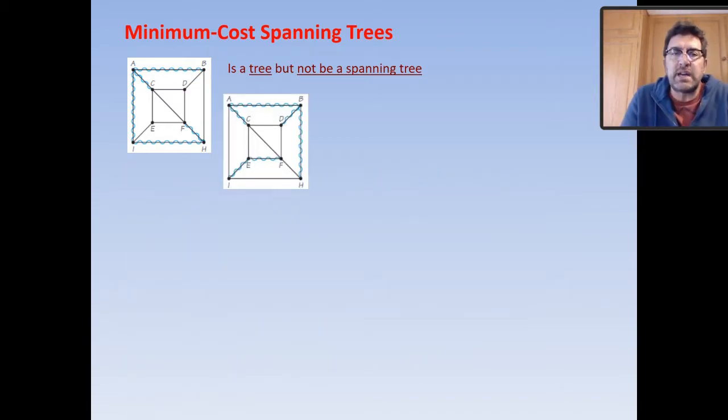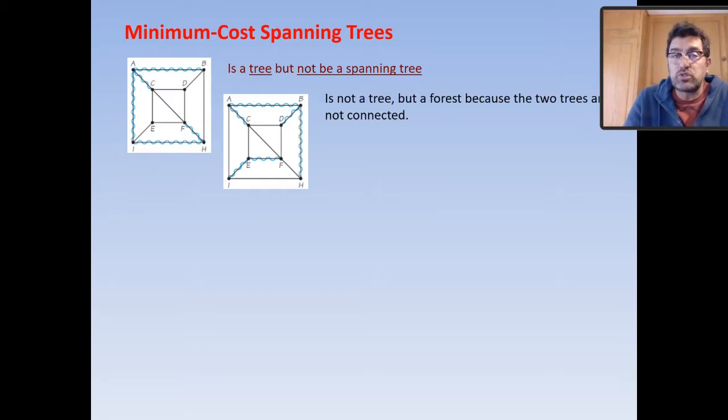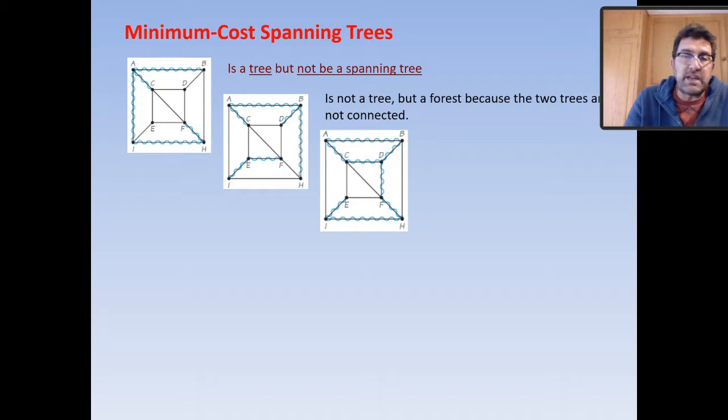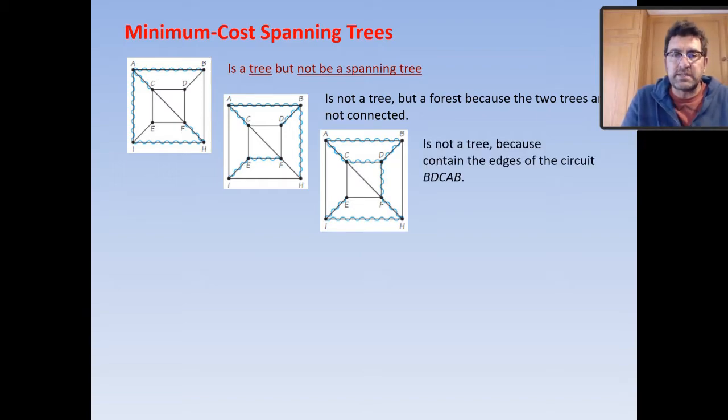So there's our cases again. The first one is not a spanning tree because it does not connect everything. It is a tree but not a spanning tree because it doesn't include vertex D and E. The second graph is a forest consisting of 2 trees. It's not a spanning tree. The third one also forms a circuit, which means it's not a tree, so it can't be a spanning tree.